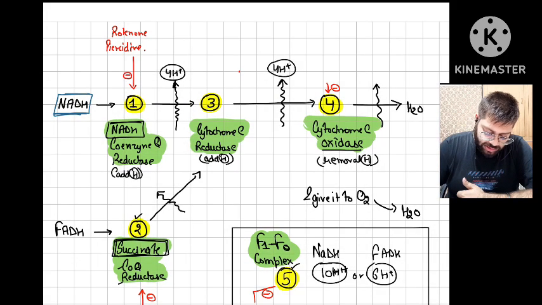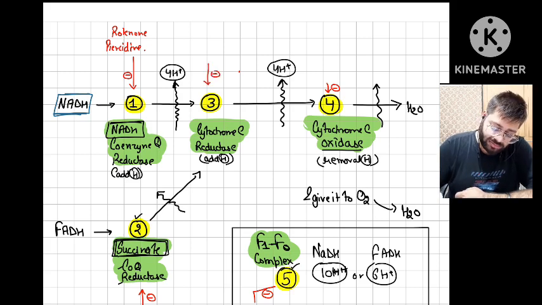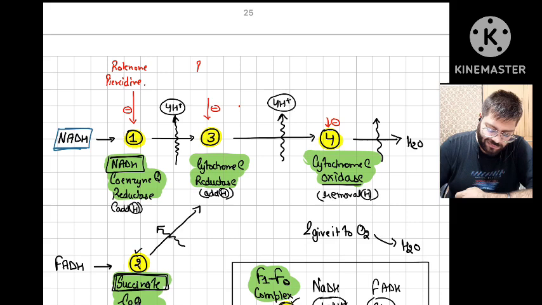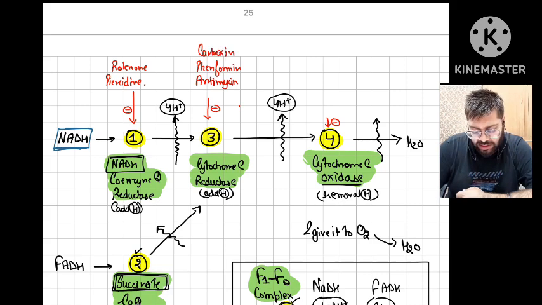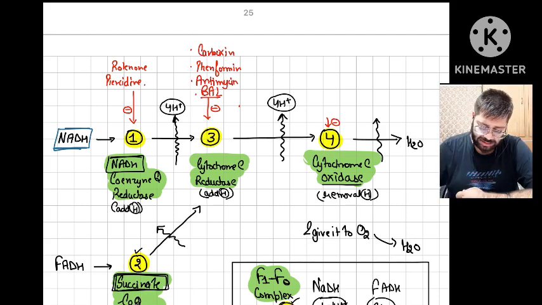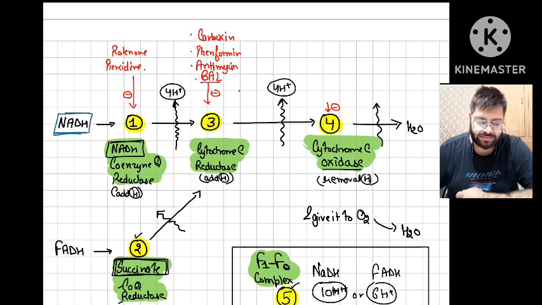The next in our line are the substances which inhibit complex 3. These are phenformin, there are many. Metformin can also be there, but phenformin, antimycin, and carboxin, and BAL, British anti-lewisite. These are used in poisoning cases. So it inhibits complex 3.